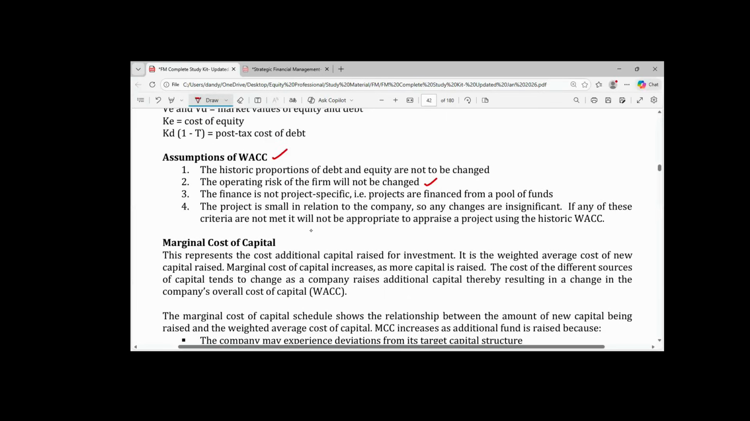Then lastly, we assume that the project is small relative to the company, so that any changes are generally insignificant, because the size of the project is small relative to the size of the company. So what it simply means is that if all these assumptions are not present, then it will not be appropriate to appraise the projects using traditional WACC.